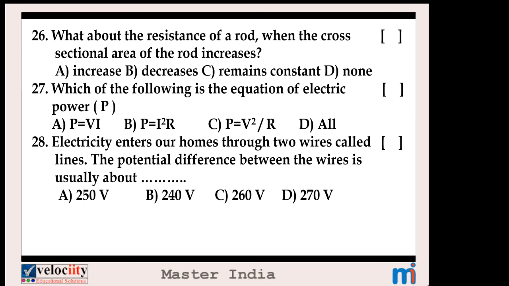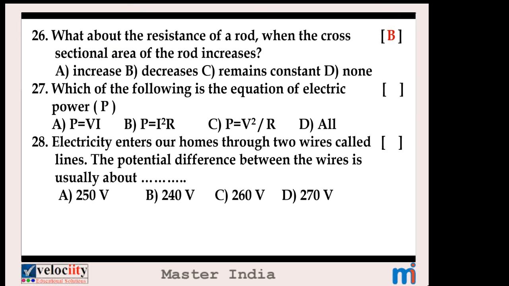26. What about the resistance of a rod when the cross-sectional area of the rod increases? A. Increase, B. Decreases, C. Remains constant, D. None. Option B is correct. Decreases. So if the cross-section area of the rod increases, the resistance decreases. Inversely proportional.